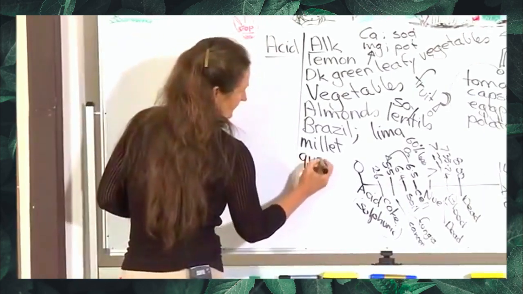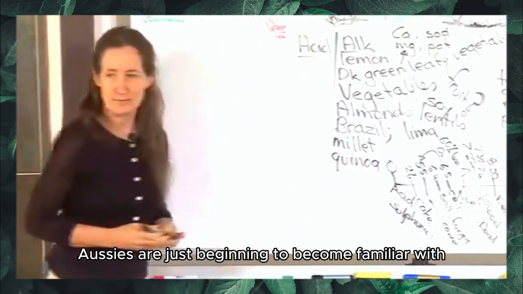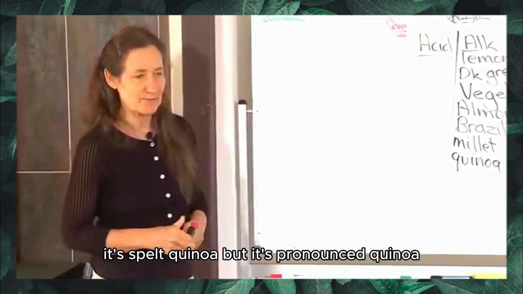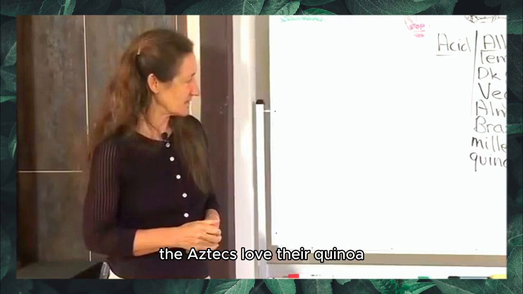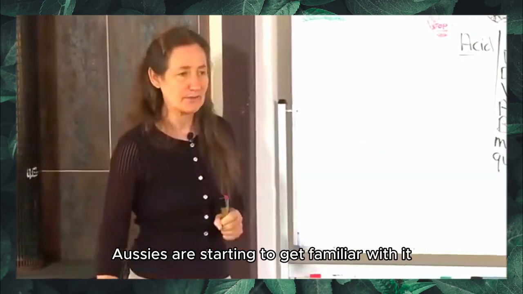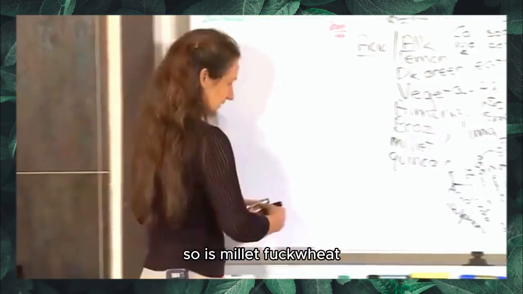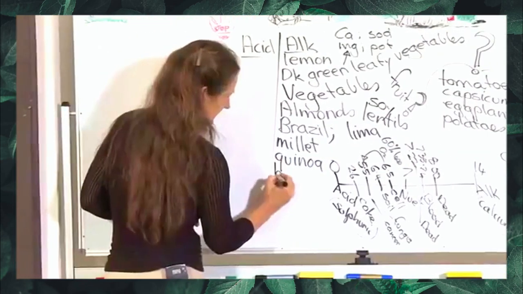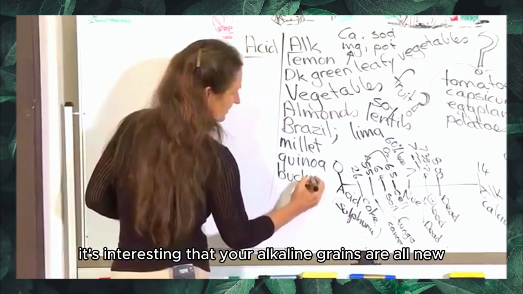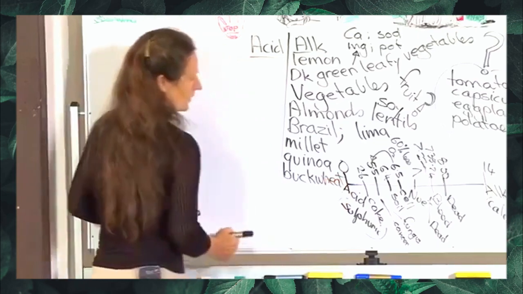Quinoa. This is a grain Aussies are just beginning to become familiar with. It's spelt quinoa, but it's pronounced quinoa. The Aztecs love their quinoa. Aussies are starting to get familiar with it because it's a gluten-free grain. So is millet. Buckwheat. It's interesting that your alkaline grains are all your gluten-free grains.